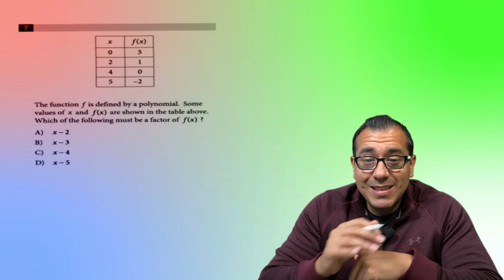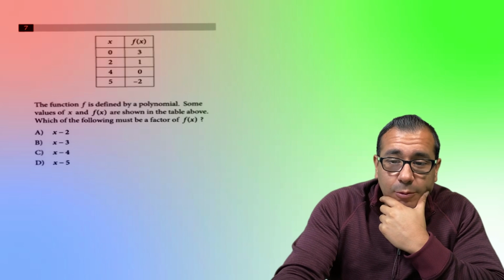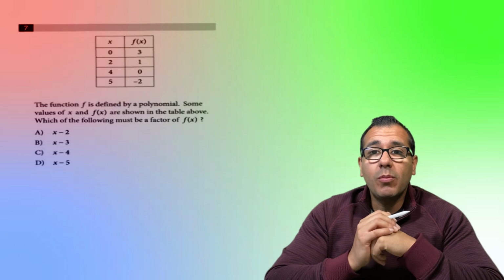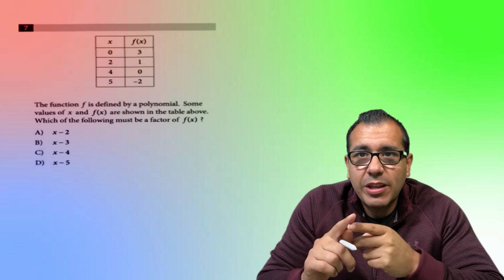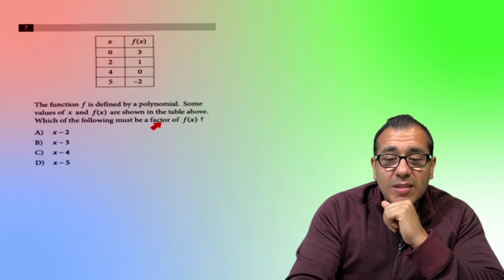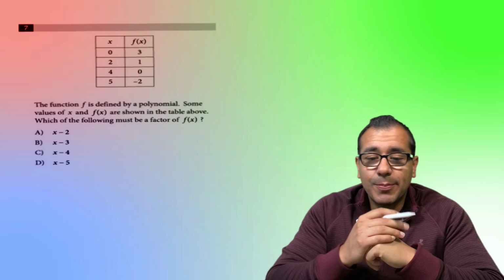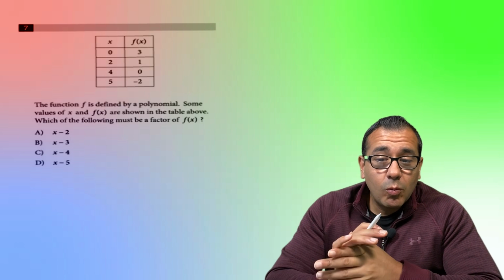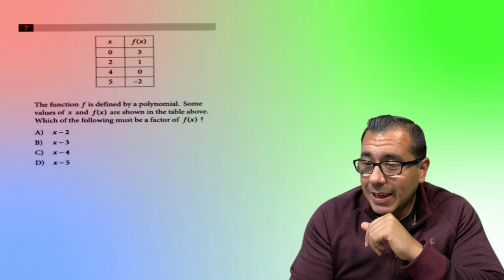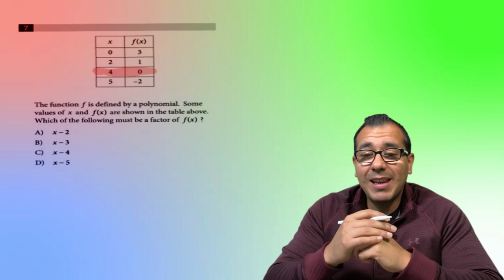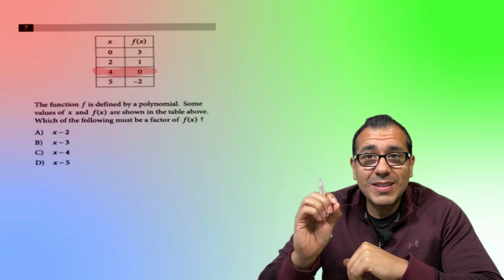All right, mathletes, let's see for number 7 here. Notice they give us a table, and they say the function f is a polynomial. So make sure you know your rules and your theorems related to polynomials. Some values of x and f of x are shown. Which of the following must be a factor of f of x? They give us all these possible factors. Well, we know something. What I want to highlight here is that when I plug in x equals 4, I get an output of 0.